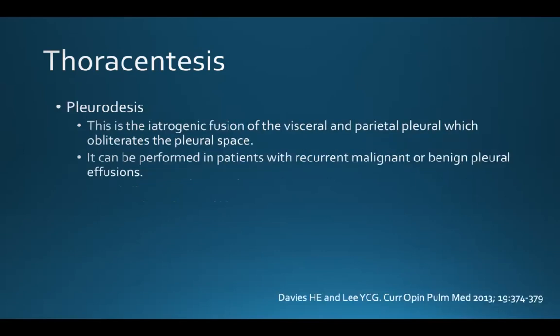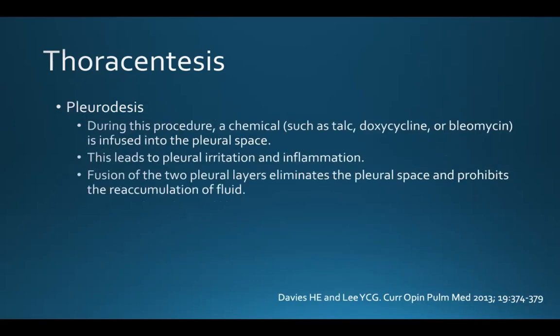Pleurodesis is the iatrogenic fusion of the visceral and parietal pleura, which obliterates the pleural space, and it can be performed in patients with recurrent malignant or benign pleural effusions. During this procedure, a chemical such as talc, doxycycline, or bleomycin is infused into the pleural space, and this leads to pleural irritation and inflammation. Fusion of the two layers of the pleura eliminates the pleural space and prohibits the reaccumulation of fluid.